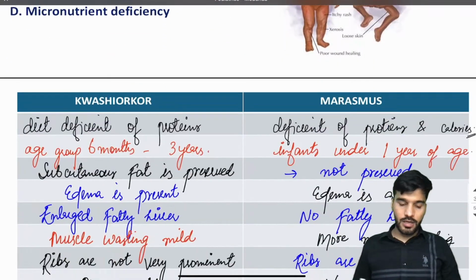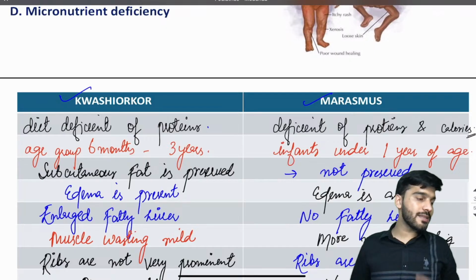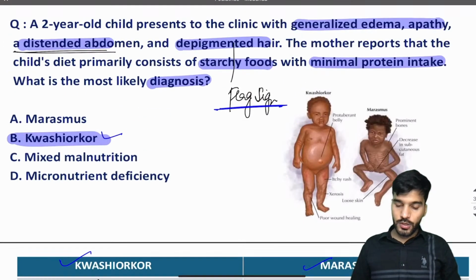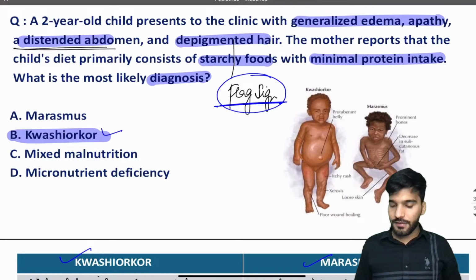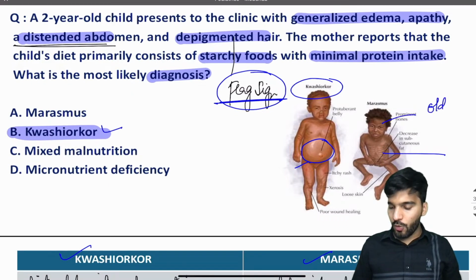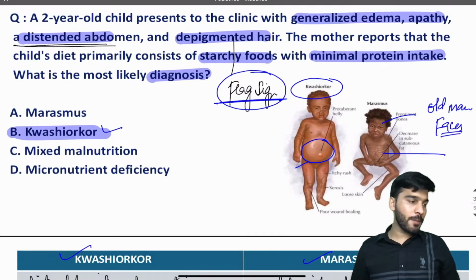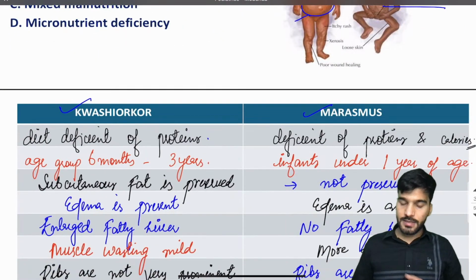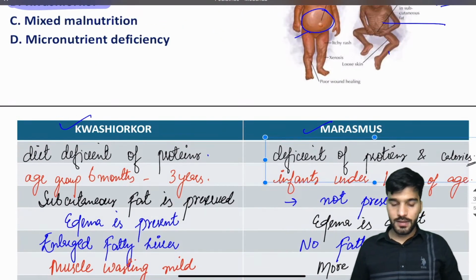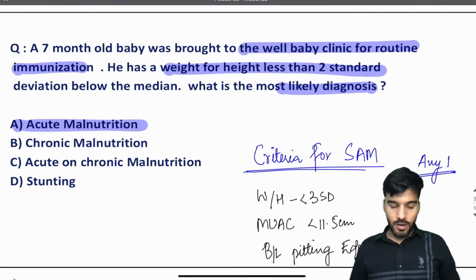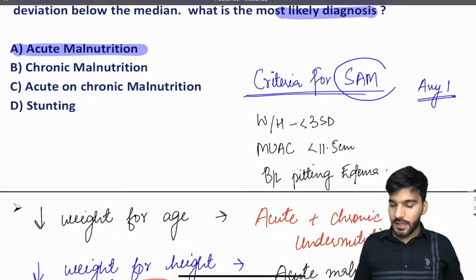Next question, we discuss about Kwashiorkor and marasmus. Remember guys, there is deficiency of proteins, as well as the calories, okay. There is a depigmented hair flag sign which is seen in the Kwashiorkor, protruded abdomen, here prominent ribs are seen, mild muscle wasting, more muscle wasting, okay. In marasmus, there are old man faces, okay. Usually the age group is 6 months to 3 years, and it's under 1 year. Clear?